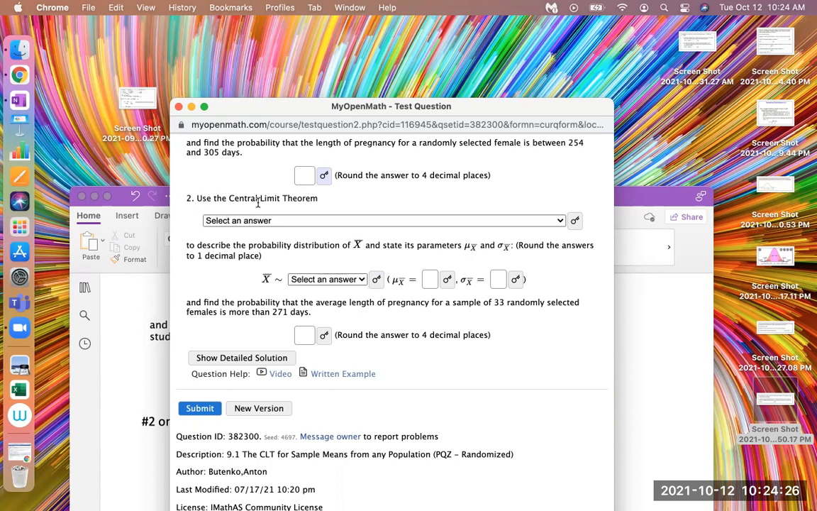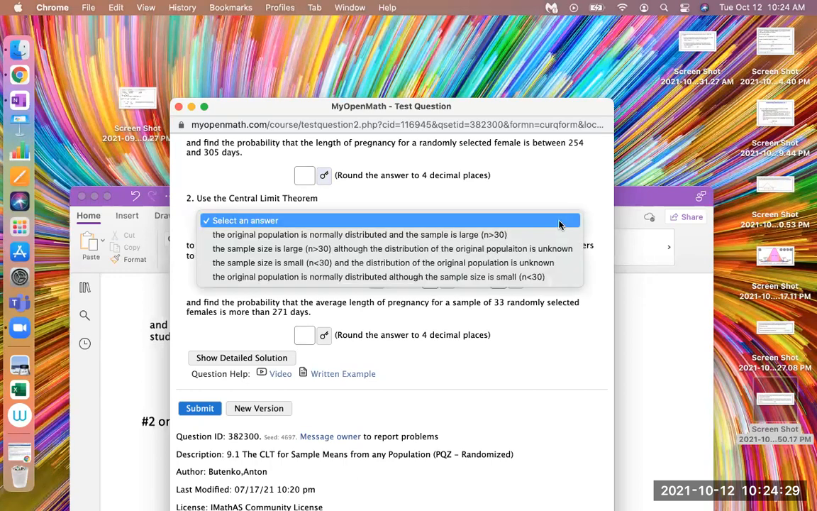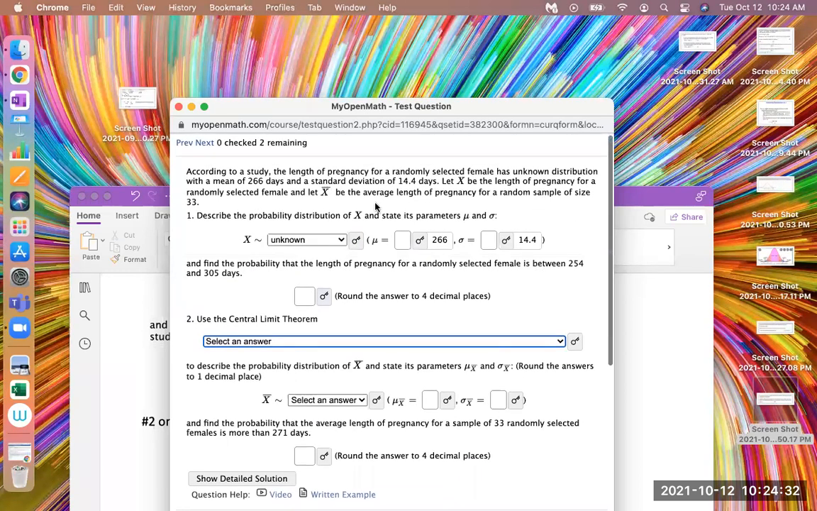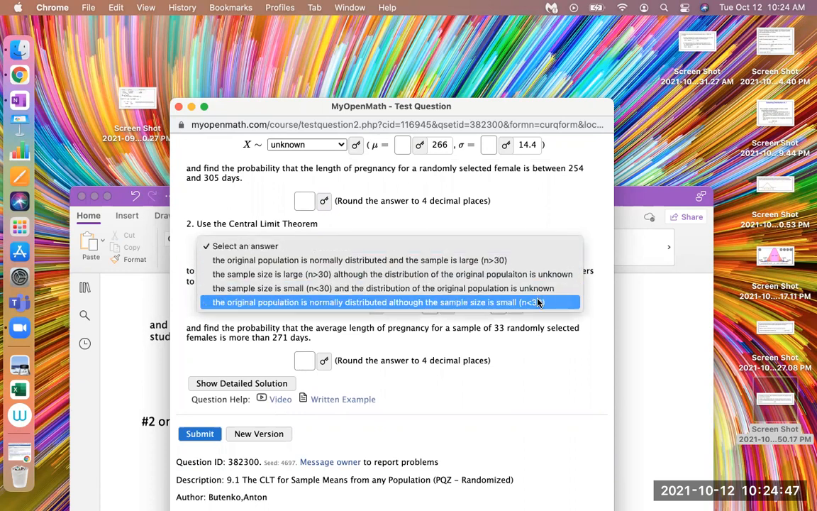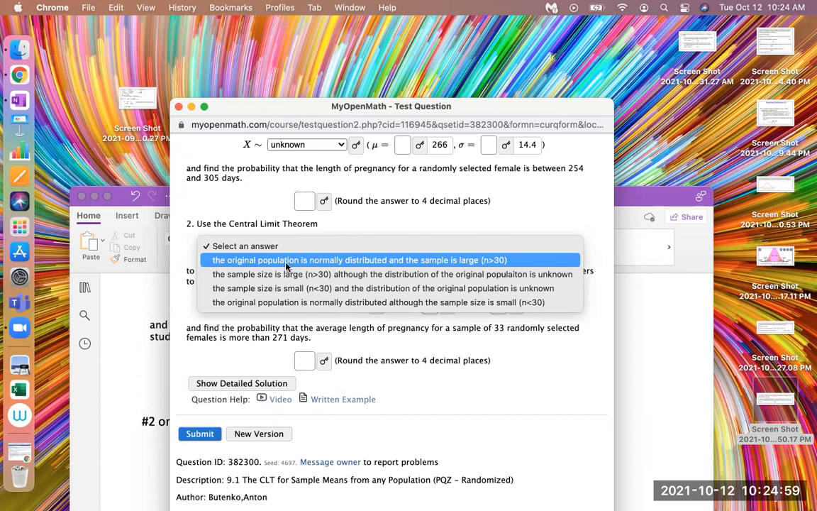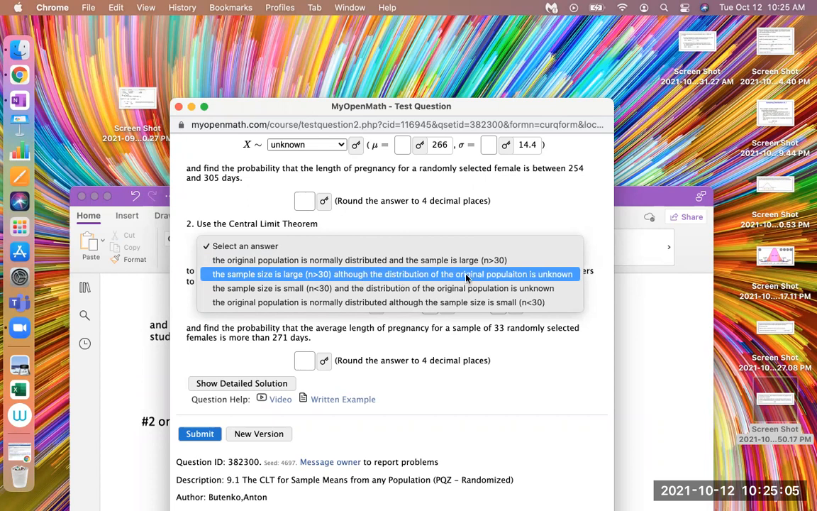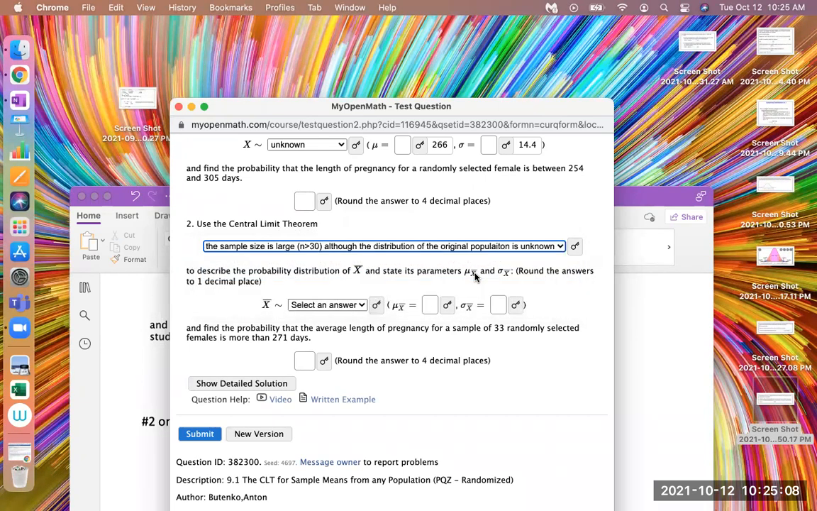Okay. Use the central limit theorem. In this situation, we notice that the sample size is greater than 30. So no matter what the original distribution is, we do know that the sampling distribution is normally distributed. So we can go ahead and calculate the probability about the mean of a sample having a certain quality. The original population is not normally distributed, so that option isn't true. The sample size is large, although the distribution of the original population is unknown. That is true. That's the one we want here.